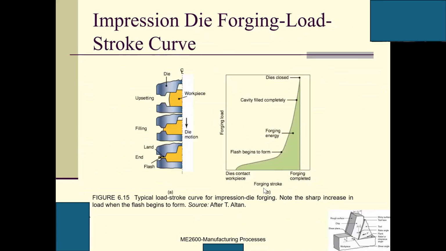Load stroke is the forging stroke, how far you go. So here is a die, this workpiece is filling, and this one is a flash. You can see the flash here. So here is the forging stroke, how far you go, and here is the forging load. And we can see that when the forging is completed and the die is closed, here, this is the forging load, the heaviest one.